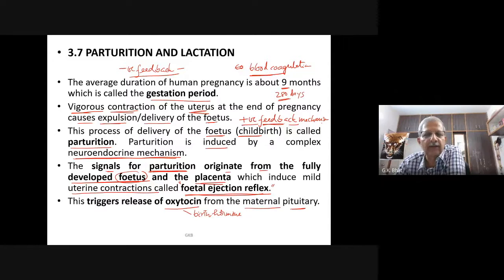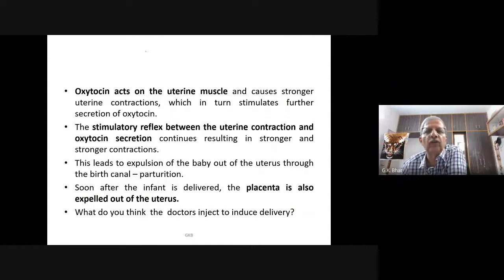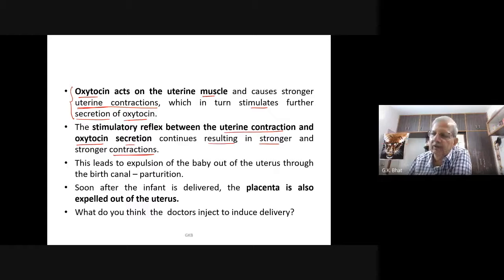Right. Now let us take up. Oxytocin acts on the uterine muscle and causes a stronger uterine contraction. As I said, the more the oxytocin is produced, the more is the uterine contraction, which in turn stimulates further secretion of oxytocin. When oxytocin is released, uterine muscles contract. When uterine muscles contract, further secretion of oxytocin. So this is what is known as an example for positive feedback mechanism. The stimulatory reflex between the uterine contraction and oxytocin secretion continues, resulting in a stronger and stronger contraction. I hope you understood.